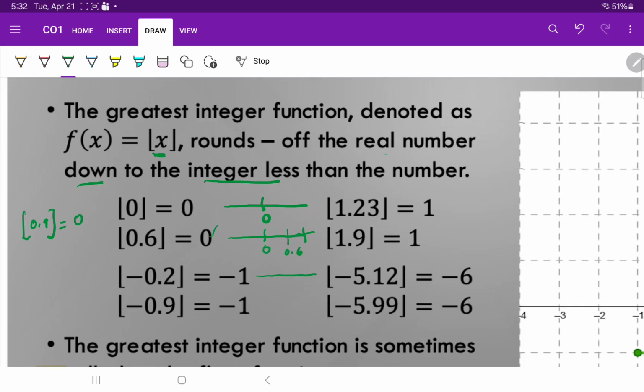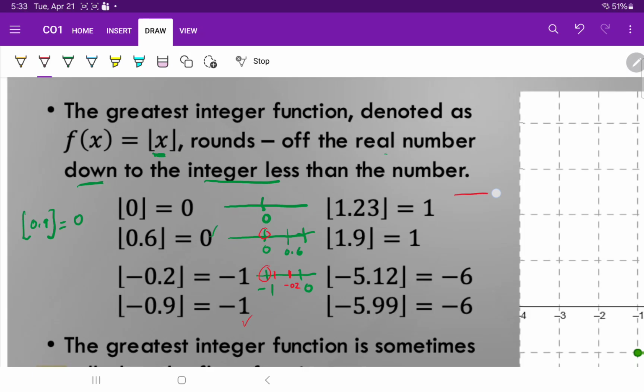Now look at negative 0.2. If this is 0, this is negative 1. Somewhere here is negative 0.2, and the integer less than negative 0.2, the one to its left, is negative 1. For 0.6, what's to its left? 0. Same thing with negative 0.9. Somewhere here is negative 0.9, so its greatest integer value is negative 1.